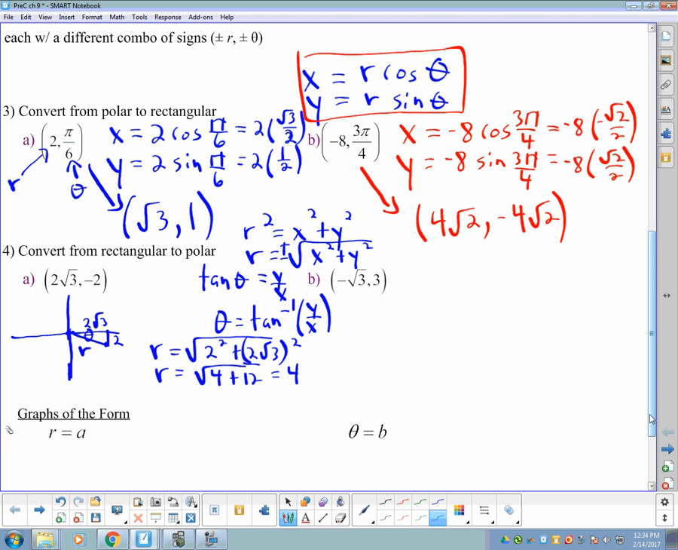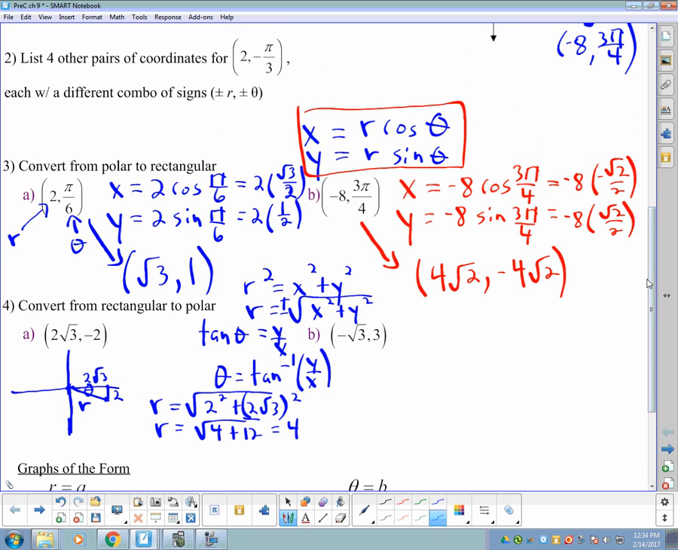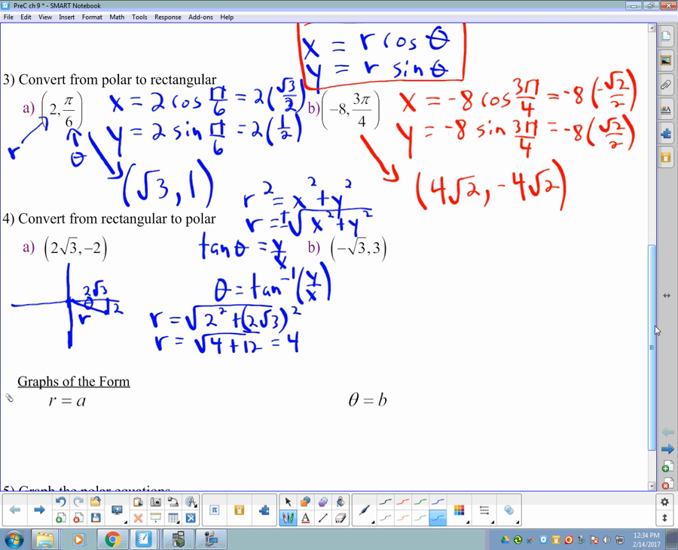Well, it's going to depend on what angle we use. If we use a positive angle, we can just use a positive angle between 0 and 2 pi. And if we are at the correct angle, we can leave it positive. But you're right, it could be plus or minus 4, for the reason that we were able to find pairs equivalent to this one up here at 2, negative pi over 3. So r is 4.